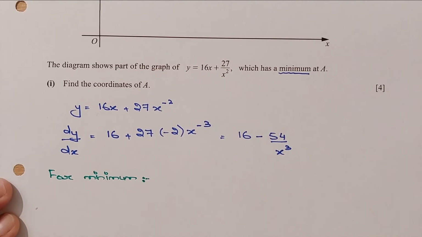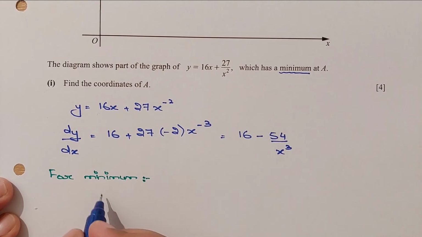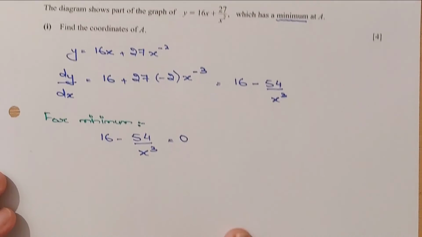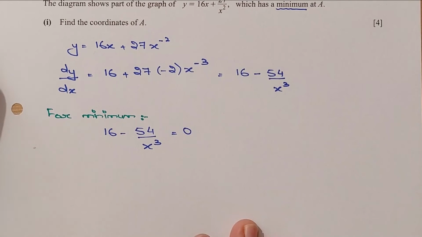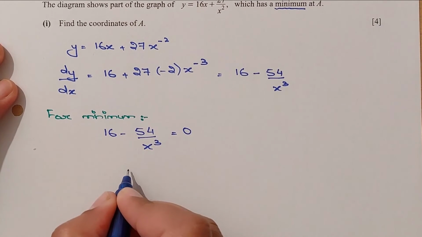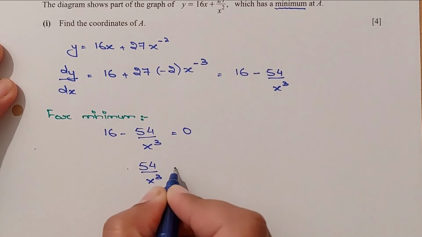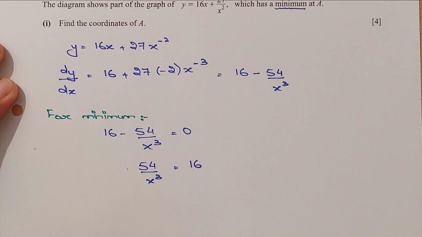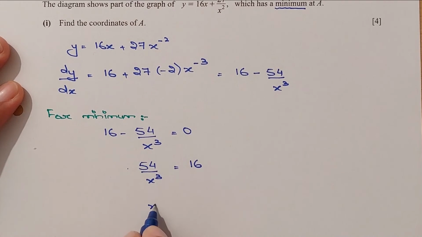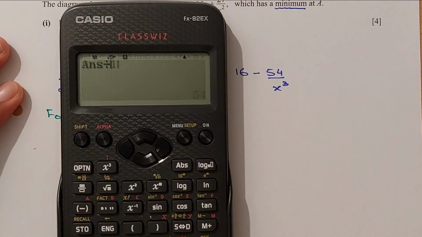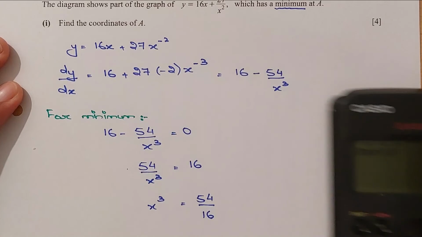Now for minimum, we have to put the gradient equal to 0. So this is a gradient, put it equal to 0. 16 minus 54 over x cubed. This is equal to 0. And we have to solve for the value of x, right? So we have 54 over x cubed equals 16, right? Or let me do the reciprocal. x cubed is equal to 54 over 16. Right, 54 divided by 16 is 27 by 8.